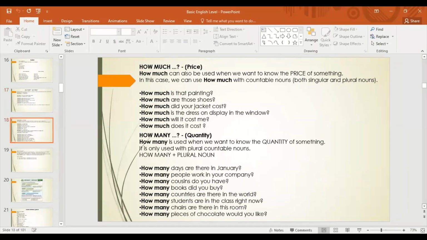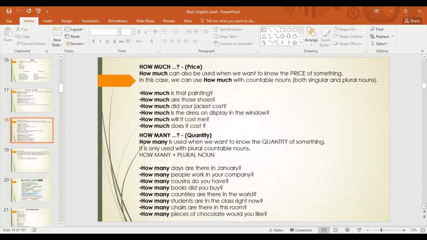For example, how much can also be used when we want to know the price of something. In this case, we can use how much with countable nouns, both singular and plural. For example, how much is that painting? ये painting कितने की है? How much are those shoes? वो shoes कितने के हैं? How much did your jacket cost? आपकी jacket कितने की थी?